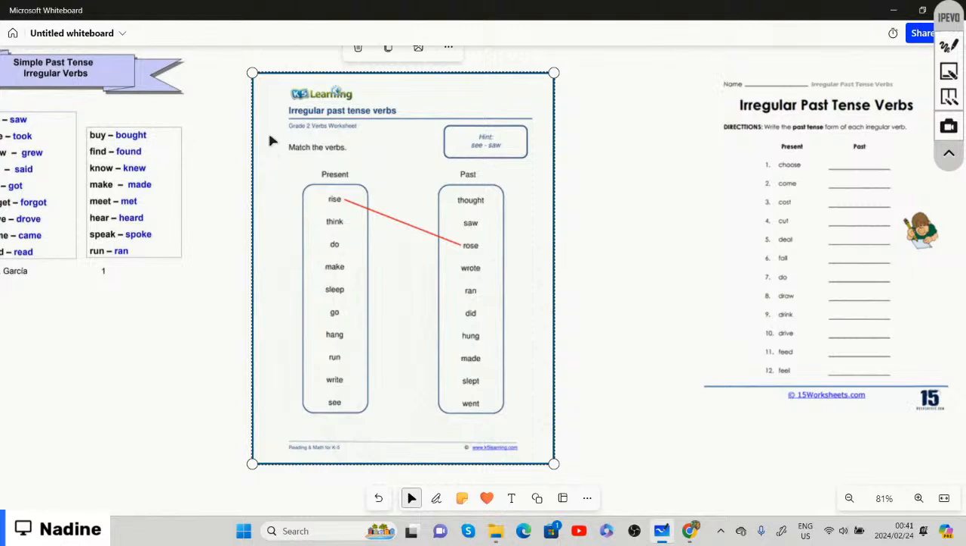All right. So here on the left hand side, we have the present tense forms, and in the past tense, we have the past tense forms. And we need to match the present tense form with the past tense form, right? All right. So we have rise now in the present tense and in the past tense, I rose.